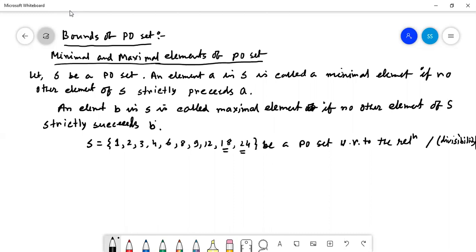Is it clear? That means maximal and minimal elements depend upon the given relation. Here the relation given is divisibility. So 12 cannot be maximal, because 24 is divisible by 12. But 18 is there. Is it clear how there are two maximal elements but only one minimal element? Because all of the given elements are divisible by 1. Is the logic clear? Yes, sir.